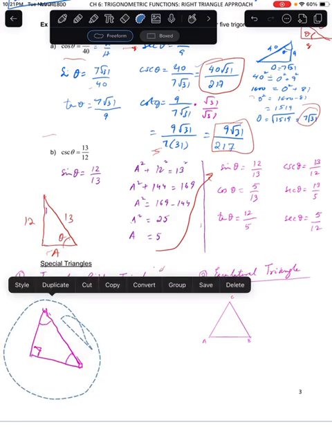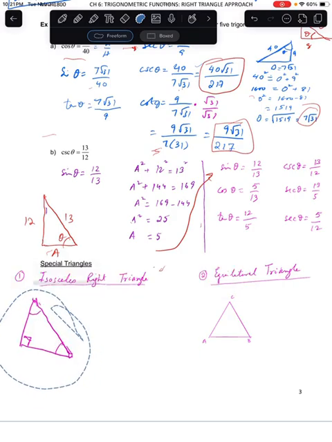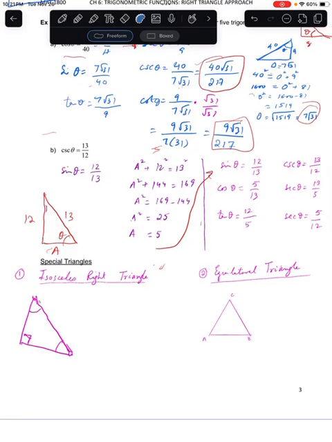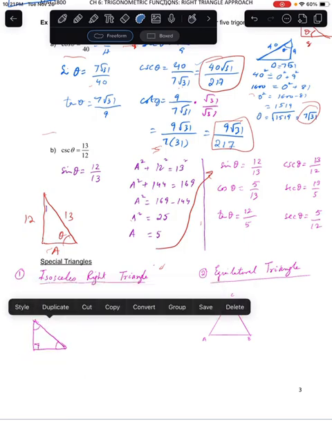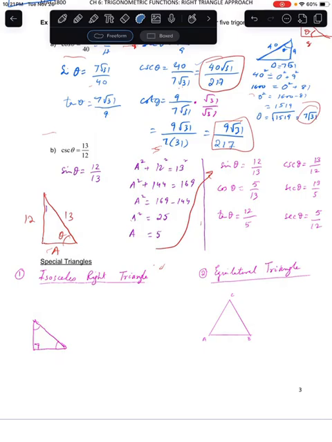So if we have an isosceles triangle, okay, I think it should remain like that. An isosceles triangle is one in which two sides are the same. An isosceles right triangle will be the one in which both legs are of the same length. So this leg and this leg, they are of the same size.